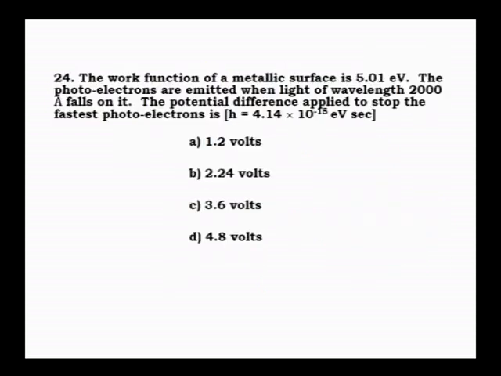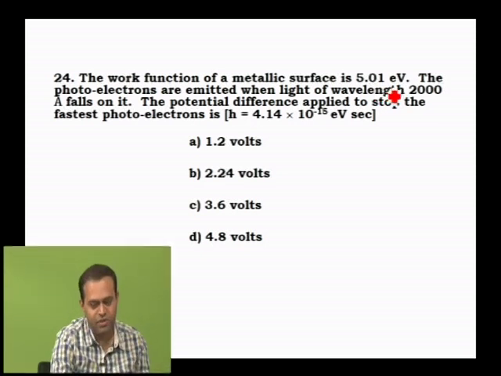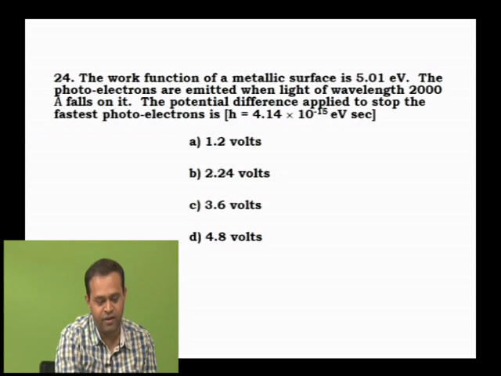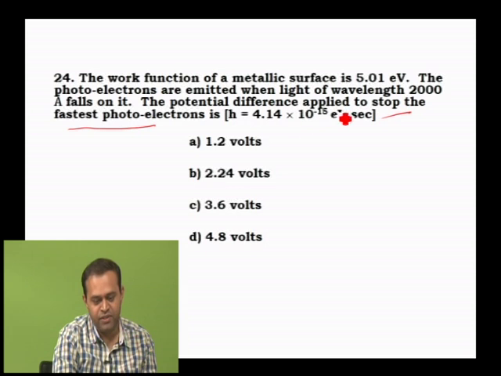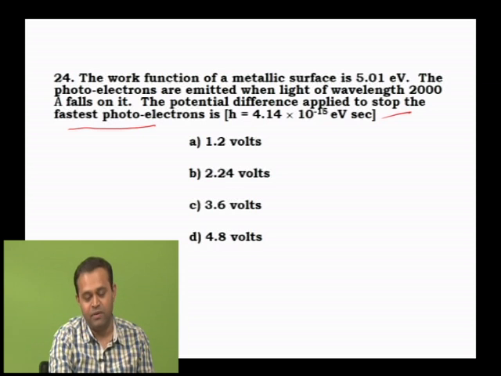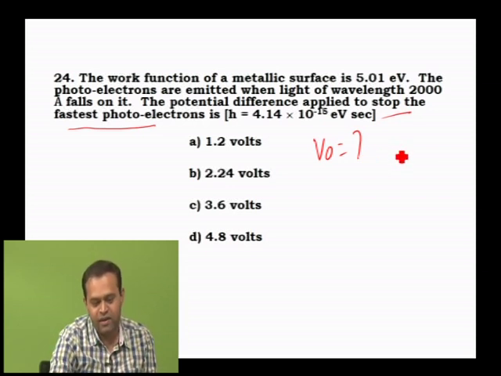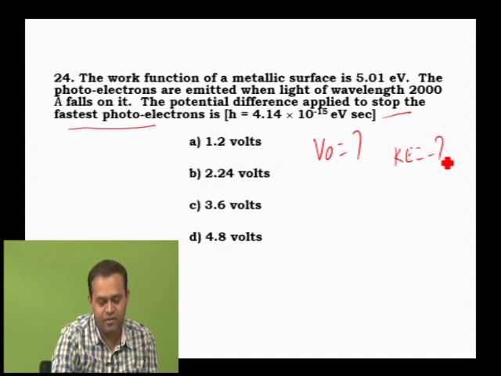Then, the work function of a metallic surface is 5.01 electron volt. Photoelectrons are emitted when light of wavelength 2000 angstrom falls on it. The potential difference applied to stop the fastest photoelectron, means we have to find the value of stopping potential. Correct? Potential difference applied to stop the fastest photoelectron, that is, it is not reaching the collector plate, means photoelectric current is 0, and that corresponding stop potential is called stopping potential. Now we have to calculate the V naught value. How shall we do it? Better, I will calculate the kinetic energy, then if written in volts it will definitely be the stopping potential. Okay, let us write the direct equation.